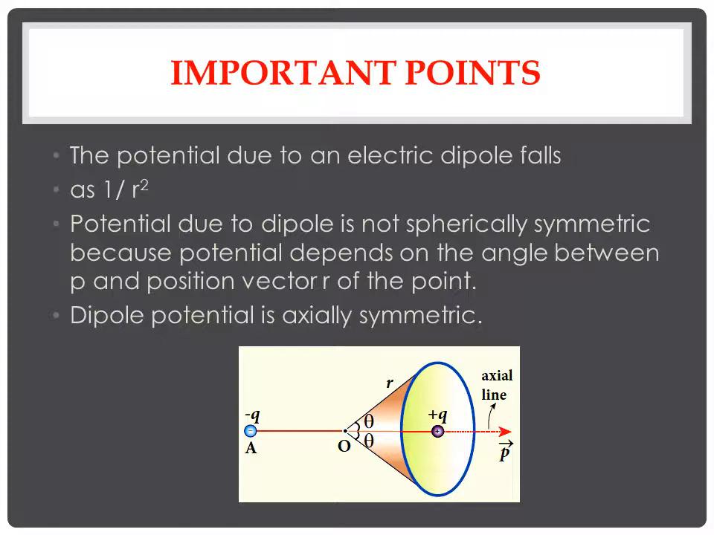Now if the position vector r is rotated about the p vector, keeping theta fixed, the angle subtended is going to be fixed and you are going to rotate it, then all points in the cone at the same distance r will have the same potential. That is, the blue curve will have the same potential.